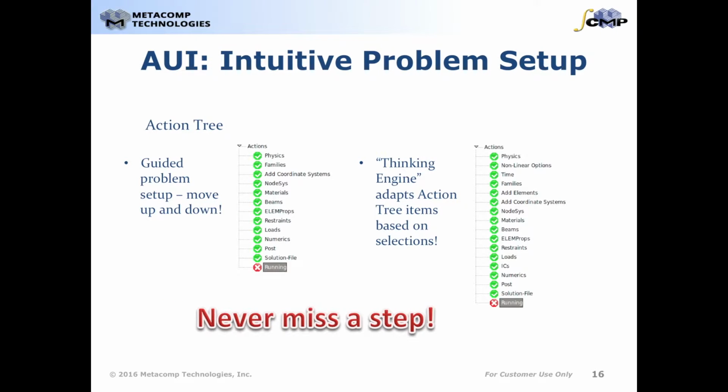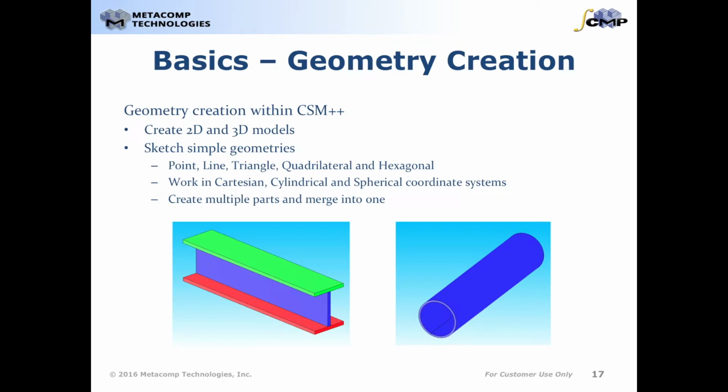The AUI enables an intuitive problem setup process where the user is guided in a logical manner from the first action item to the last. Additionally, a thinking engine adapts these action tree items based on selections from previous and current action panels.